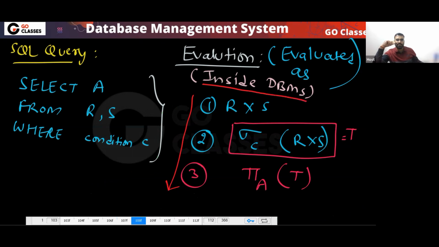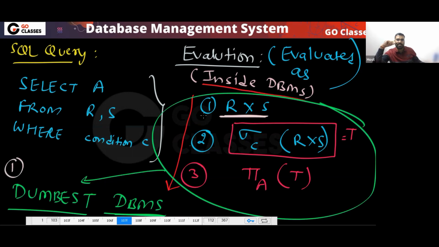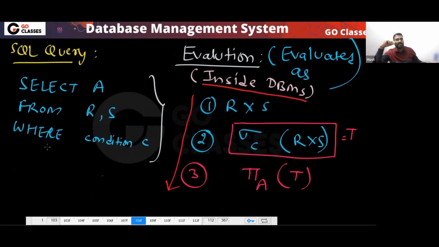What is the second reason? See, this is the first reason. This is not the evaluation. The evaluation does not happen like this. What is the second reason? Just tell me one thing. You have memorized that SQL is declarative or procedural? Is SQL declarative or procedural?